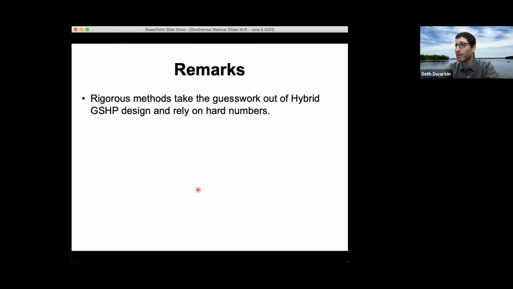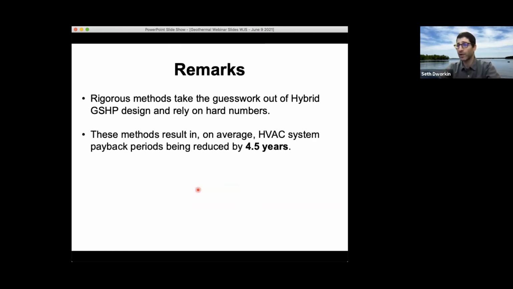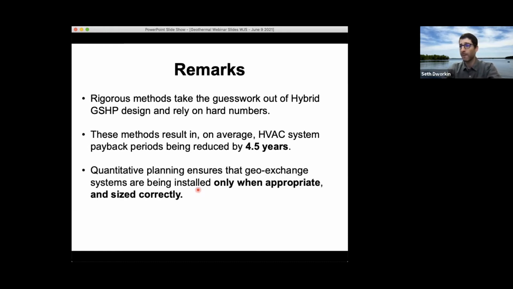Rigorous mathematical methods take the guesswork out of design and allow designers, operators, owners, et cetera, to rely on hard numbers and financial and CO2 projections. Using these types of mathematical methods results in, on average, payback periods being reduced by about 4.5 years. And really, it's quantitative planning, and quantitative planning is the key. That's the sort of message I really want to hammer home, that ensures that geo-exchange systems are only being installed when appropriate and sized correctly.